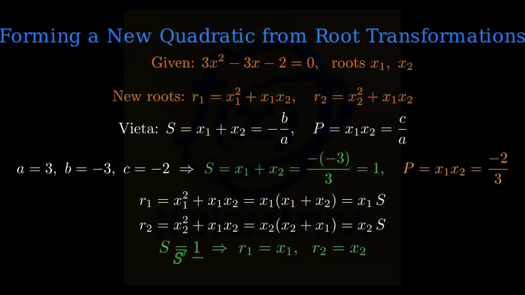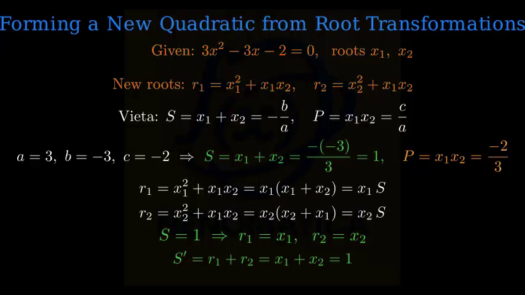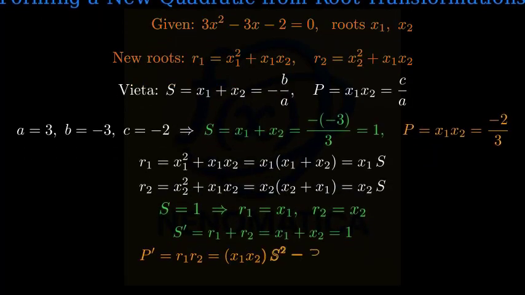Step 3. The new sum s′ equals R₁ + R₂, which is the same as x₁ + x₂, so s′ equals 1. The new product p′ equals R₁R₂, which equals x₁x₂ times s².